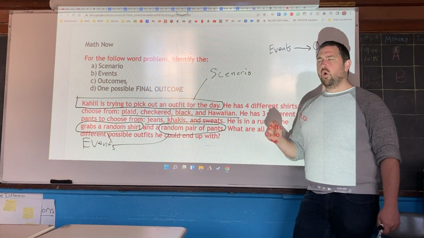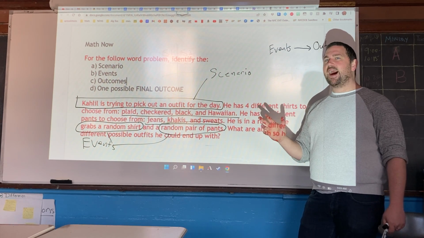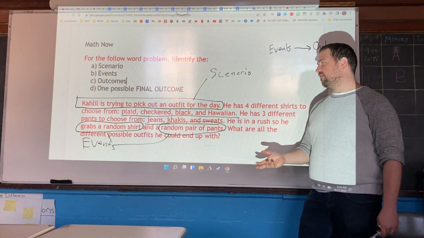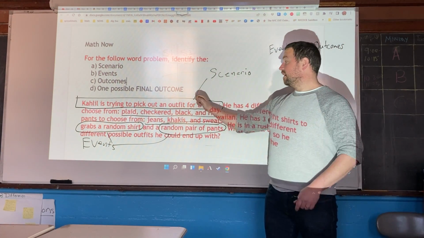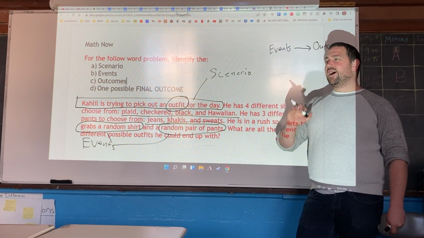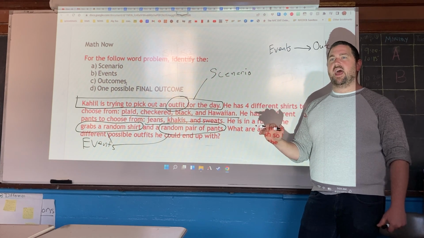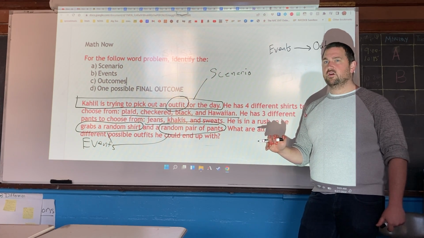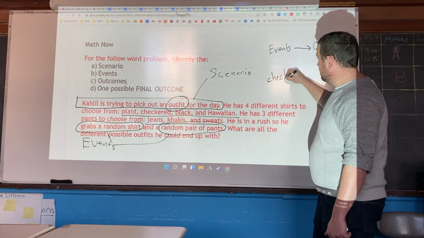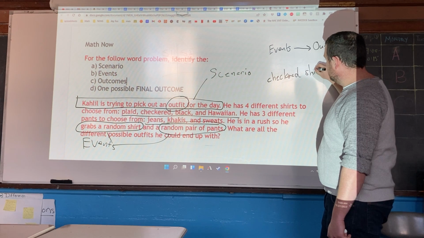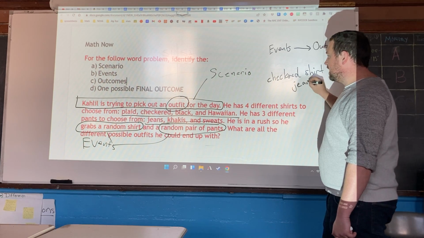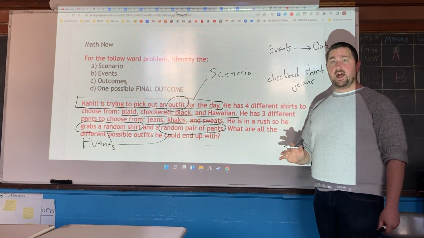What about D? What would be one possible final outcome? What would a final outcome be in the context of this scenario? An outfit. A shirt and pants. So what's one possible final outcome that you could have? Brittany? A checkered shirt. And what else? And jeans. Checkered shirt and jeans. That is one possible final outcome.